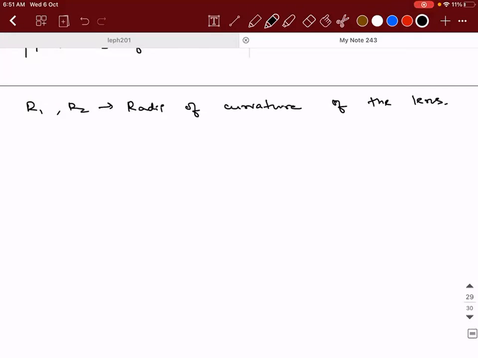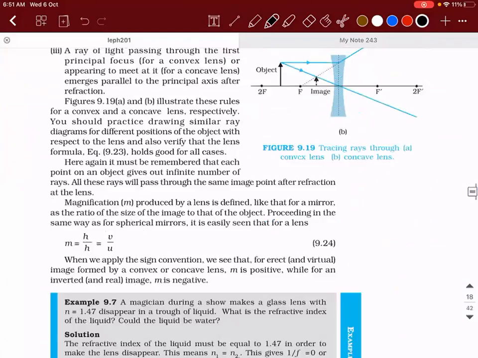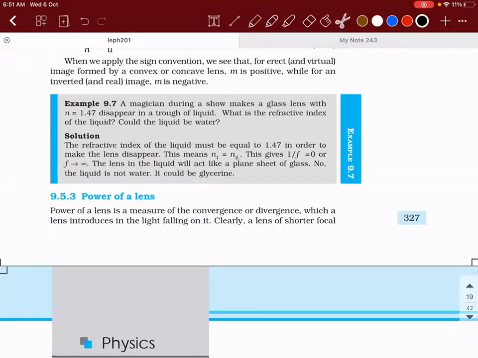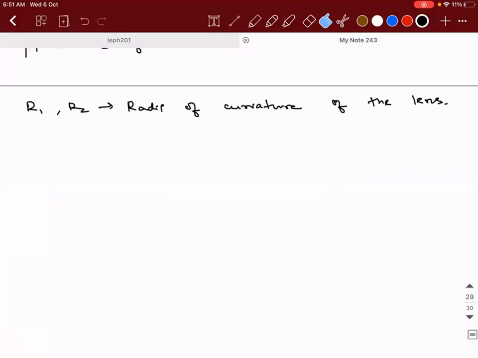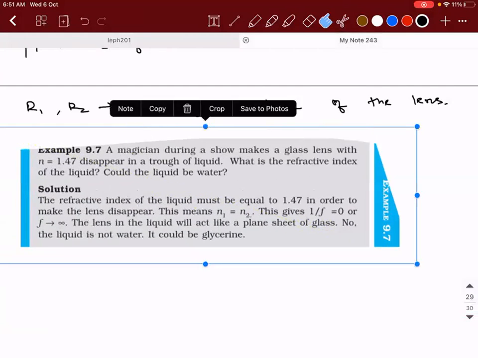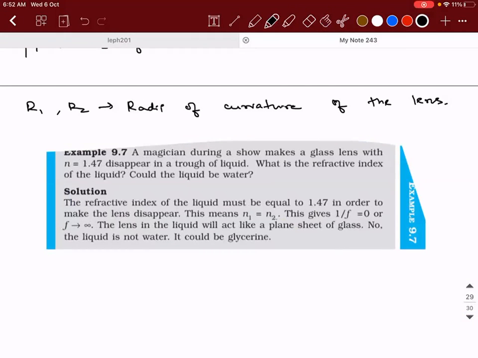Right? So let us do a small problem that is based on that concept. So what does the question say? Example 9.7. It says, a magician during a show makes a glass lens with mu equal to 1.47, so glass lens with refractive index 1.47, that disappear in a liquid. When you place it inside a liquid, it can disappear. What is the refractive index of the liquid? Could the liquid be what?